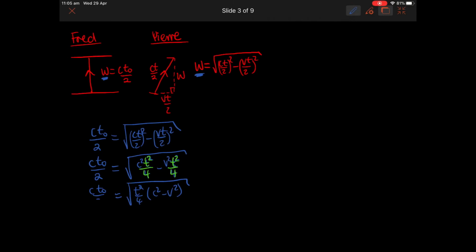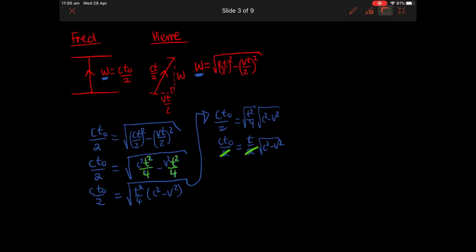Oh, running out of space a little bit. We might start up on the other side. Okay, so working that through here, we end up with CT naught on 2 is equal to the square root of T squared on 4 times the square root of C squared minus V squared. Okay, so in other words, CT naught on 2 is equal to T on 2. So we're getting a little bit closer to representing T as a function of T naught there. So our 2's are going to cancel out there.